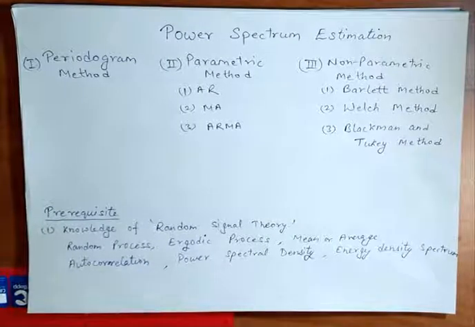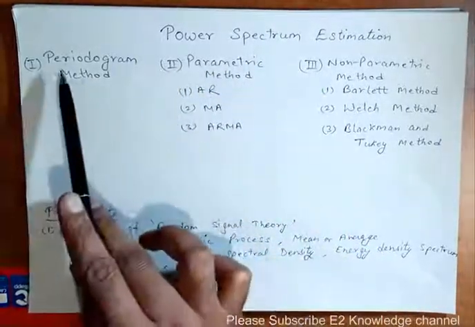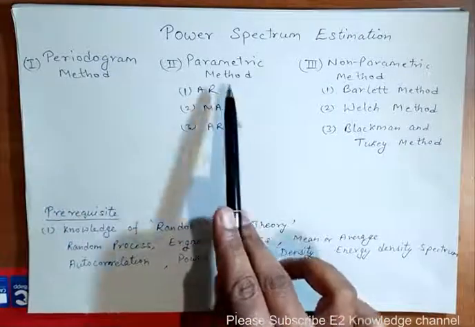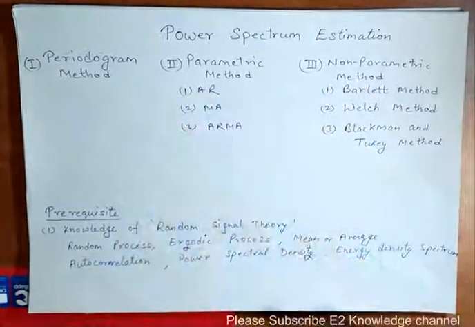Students, today we will discuss power spectrum estimation. It has three methods to estimate the power spectrum of a signal. First is the periodogram method, second is the parametric method, third is the non-parametric methods, with further three methods in these.